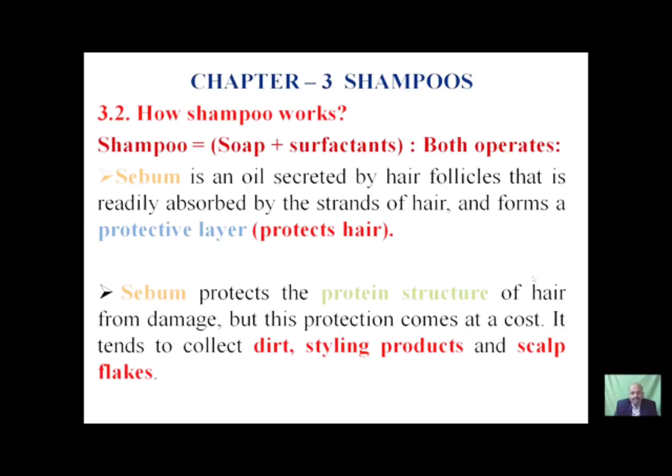So here the sebum is an oil secreted by the hair follicles that is readily absorbed by the strands of hair and forms a protective layer. So sebum, as I discussed in previous slides, is a protective layer. It is the natural oil produced from the pores of the scalp, and it acts as a protective layer and protects the hair by giving a conditioning effect. So sebum protects the protein structure of hair from damage, but this protection comes at a cost. It tends to collect dirt, styling products, and scalp flakes.